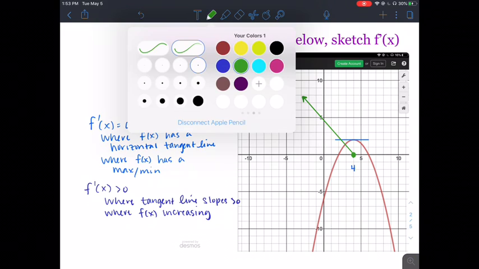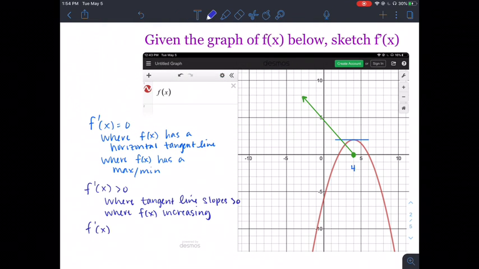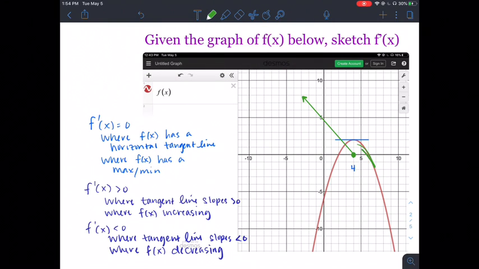Where my derivative is negative, similar idea, that's going to ask where the tangent line slopes are negative, or where f of x, my function, is decreasing. So when f is decreasing, f prime is negative. That means to the right, if I look here, my function is falling. So to the right of 4, my derivative has to be negative. And again, how steep doesn't really matter.